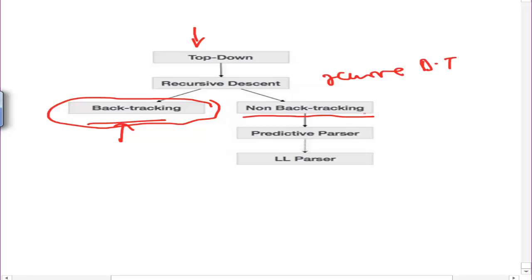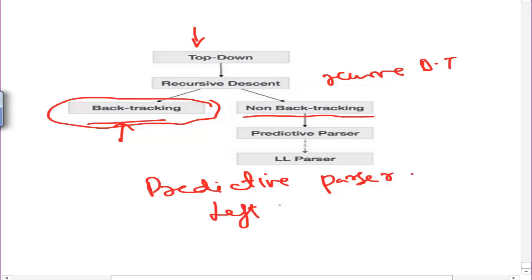And when we say non-backtracking, we have what are called predictive parsers. Predictive parsers basically do not have any backtracking. But before we can do without backtracking, we have to do what is called left factoring. Like we saw with left recursiveness, where we eliminated the left recursive grammars, here we have left factoring. Now we'll try to understand all these things, okay?